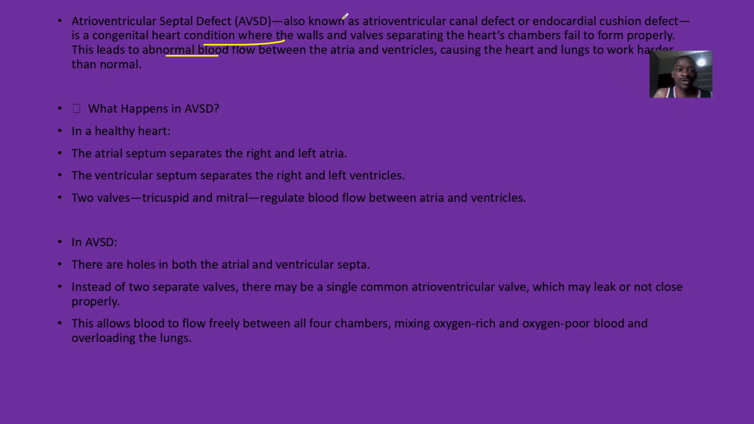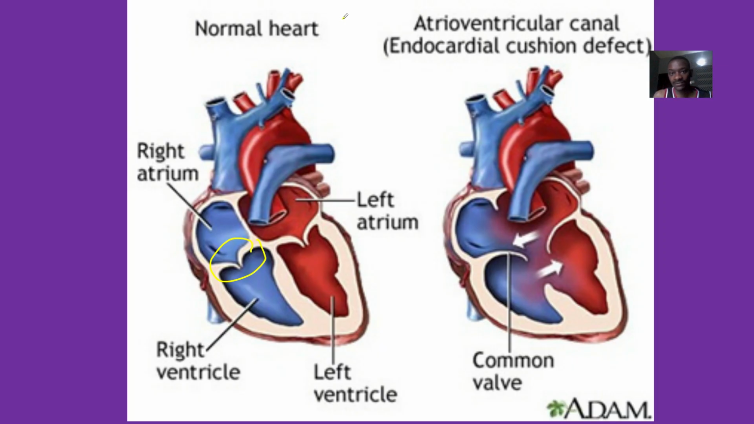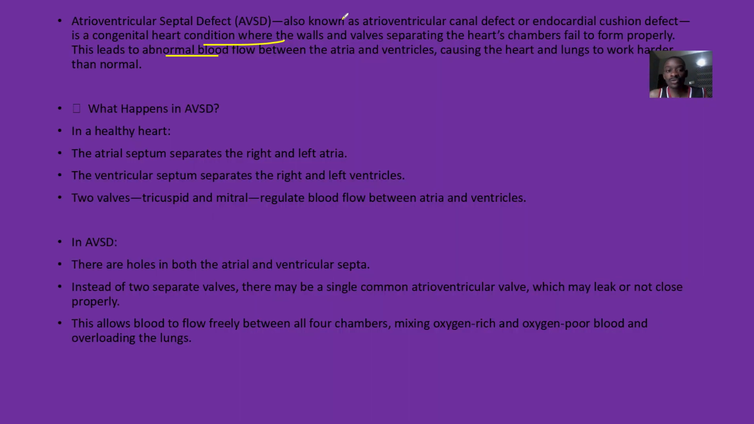All right. So what happens in this atrioventricular septal defect? In a healthy heart, you start with the normal heart. Of course, you are supposed to know the normal thing to know the abnormal. All right. So in a healthy heart, the atrial septum separates the right and the left atria. The ventricular septum separates the right and the left ventricles. Okay.